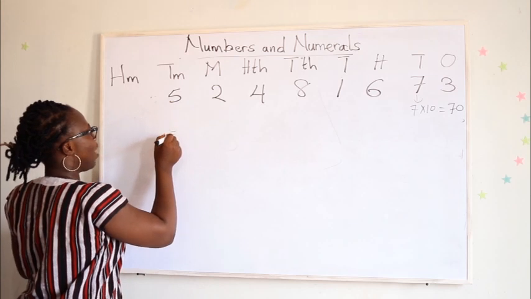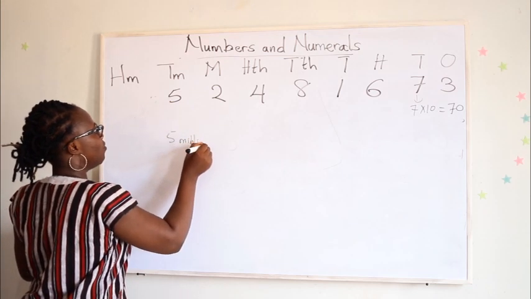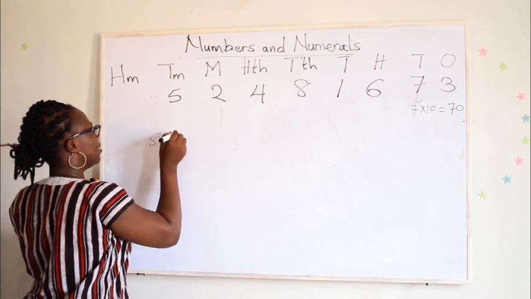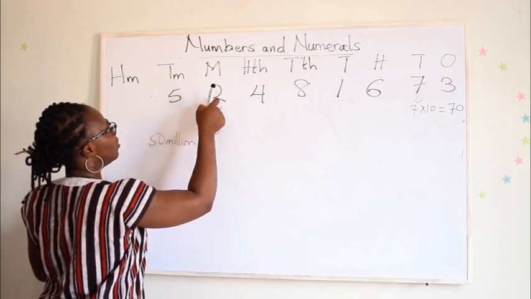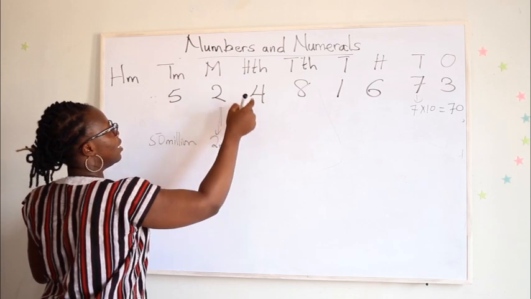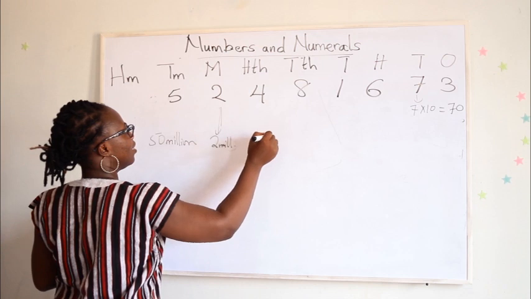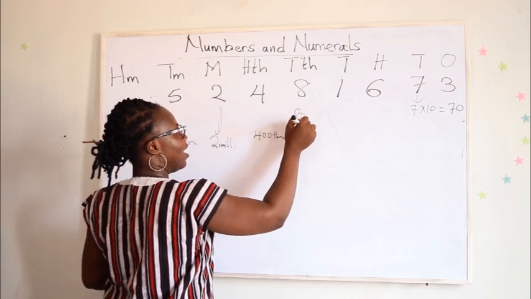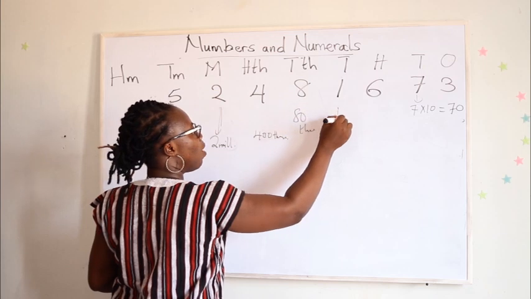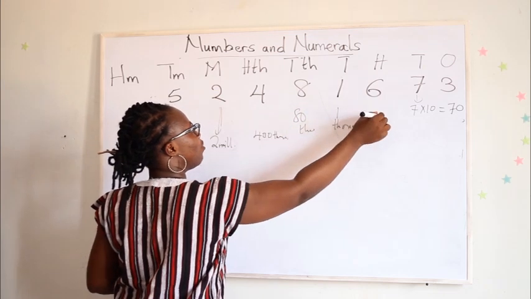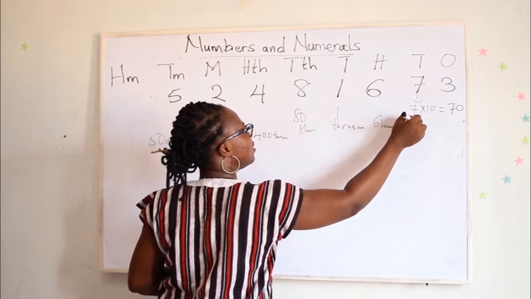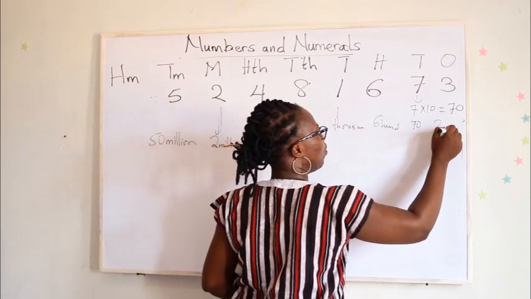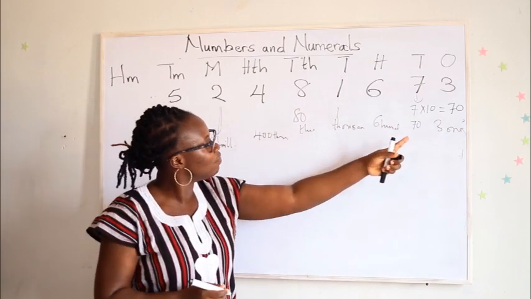So with this, you realize that this is 5 million. This is going to be 50 million. This is going to be 2 million. This is 400,000. This is 8 tenths, so 80,000. This is 1,000. Then you have 600. You have 70. Then you have 3 here. That is 3 ones. So this is your 7 tenths, 600.